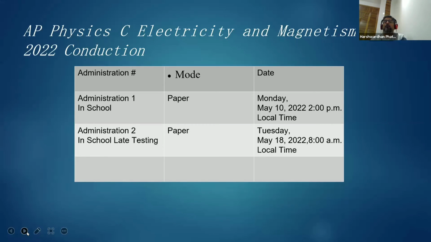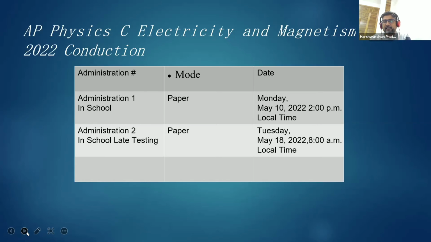Now, please be updated about this, that the late testing is only available if you have strong reasons for not appearing in the first administration, and your AP coordinator at the school must be convinced that you have a genuine reason for not appearing in the first administration. Then only you would be allocated the second administration. Again, details to this have been clearly mentioned on the AP Central website. Please go through all the rules and regulations related to the late testing part.